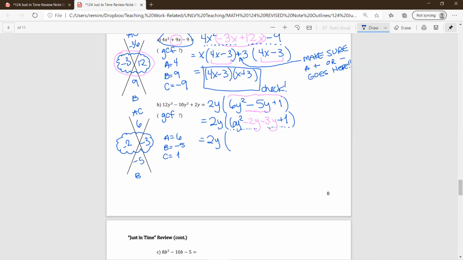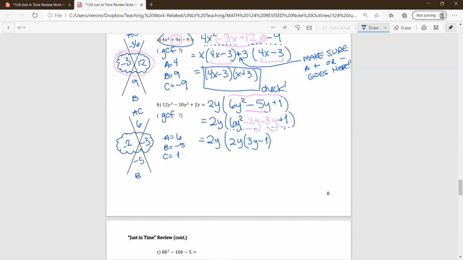So we ask ourselves, what do these two have in common? They both have a 2y in common. And if we pull a 2y out of each of them, here we should be left with a 3y minus, well, 2y divided by 2y is 1. So we have a minus 1.